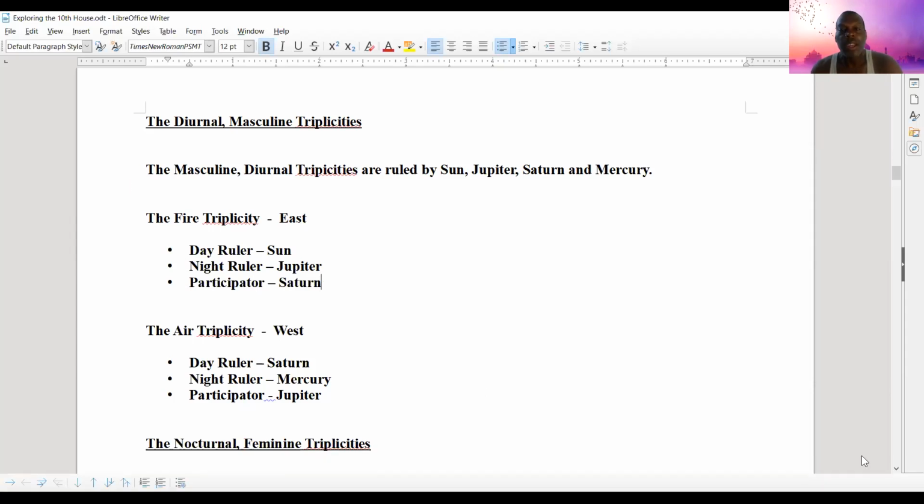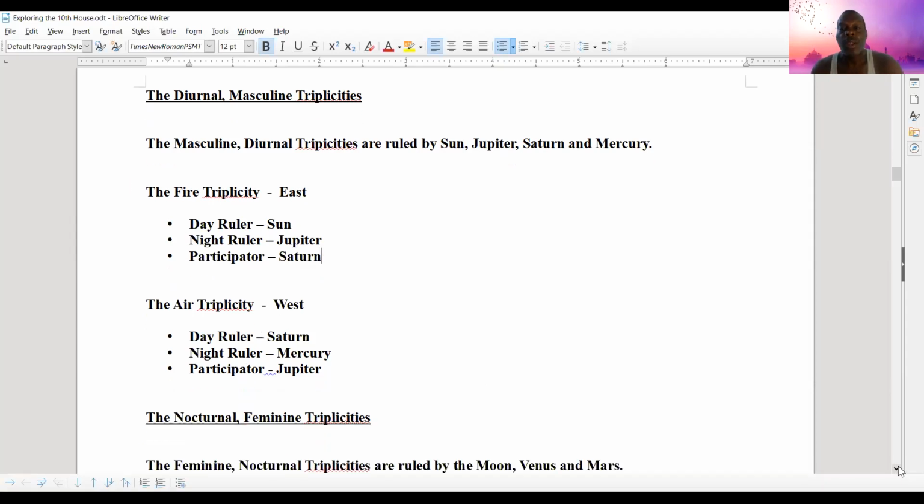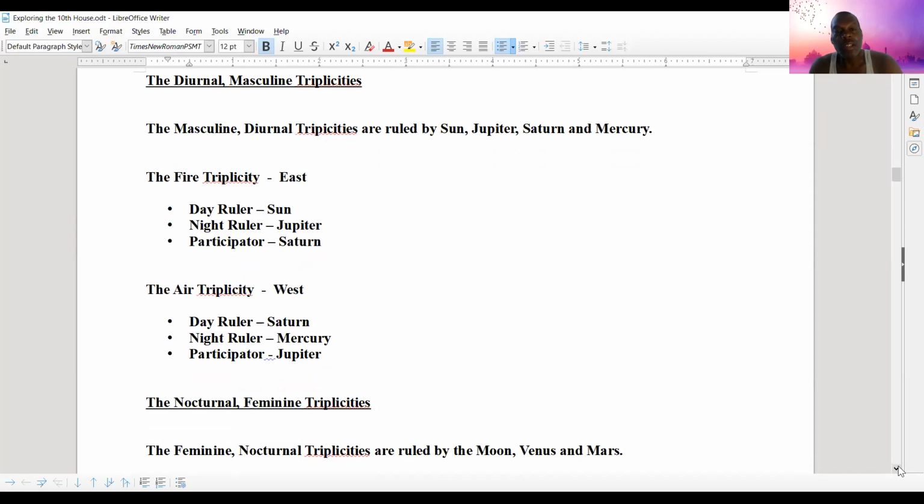All right, the air triplicity. So that one all makes sense, right? The Sun rules Leo and is exalted in Aries, which are both fire signs, so it makes sense it would be the day ruler. Jupiter rules Sagittarius, so that makes sense that he would be the night ruler. Saturn is daytime. This is the daytime triplicity. So Saturn is one of the rulers of the day, so he's involved in it as well. All right, so the air triplicity is the day ruler is Saturn.